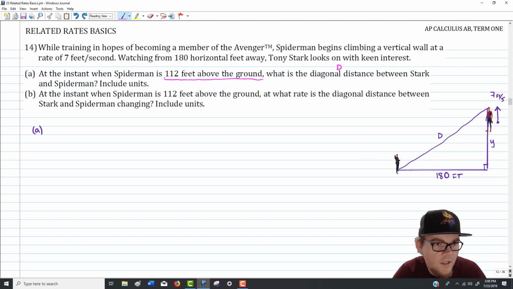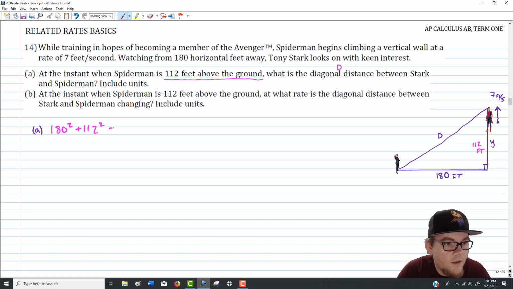And what we're told here that we didn't know before is that Spider-Man is 112 feet above the ground. So we know the snapshot moment or the measurement. So for this first problem, there's not actually any calculus to do here. We want to figure out what the diagonal distance is between them. Well, we have 180 for one length. We have 112 for the other. So we can just use the straight up Pythagorean theorem. We'll have 180 squared plus 112 squared equals that distance D squared.